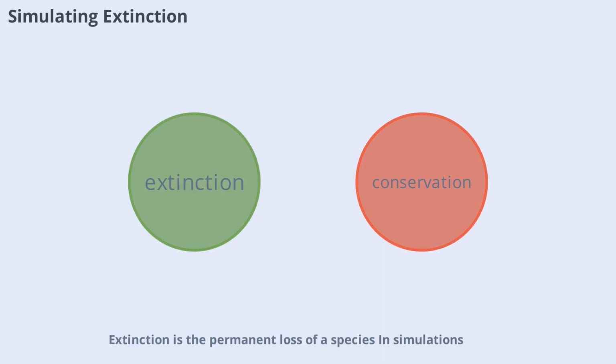Extinction is the permanent loss of a species. In simulations, extinction can occur if a population fails to adapt to changing conditions or faces insurmountable challenges. By modeling extinction events, researchers can study the factors that make populations vulnerable and explore strategies for conservation.